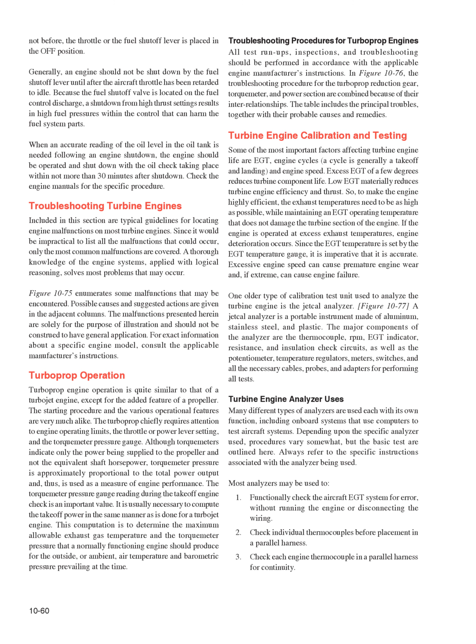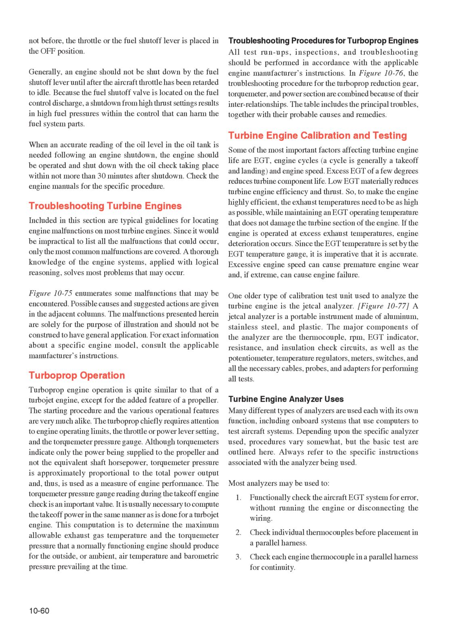Turboprop operation. Turboprop engine operation is quite similar to that of a turbojet engine, except for the added feature of a propeller. The starting procedure and the various operational features are very much alike. The turboprop chiefly requires attention to engine operating limits, the throttle or power lever setting, and the torque meter pressure gauge. Although torque meters indicate only the power being supplied to the propeller and not the equivalent shaft horsepower, torque meter pressure is approximately proportional to the total power output and, thus, is used as a measure of engine performance.